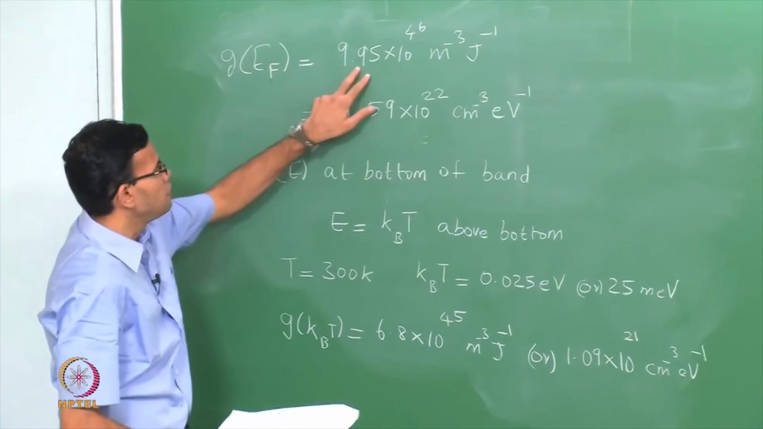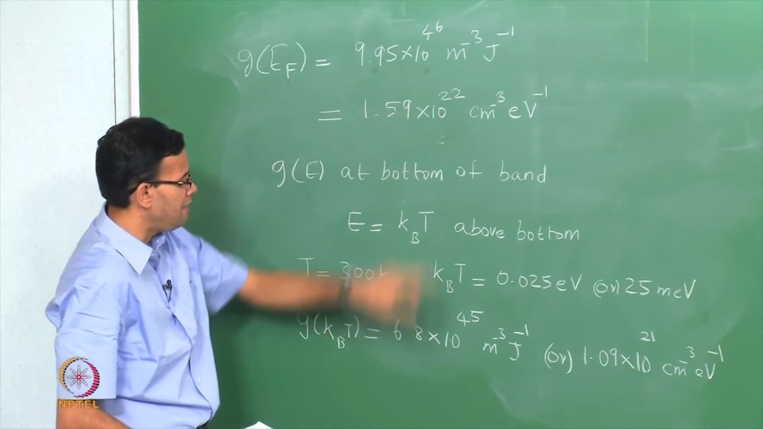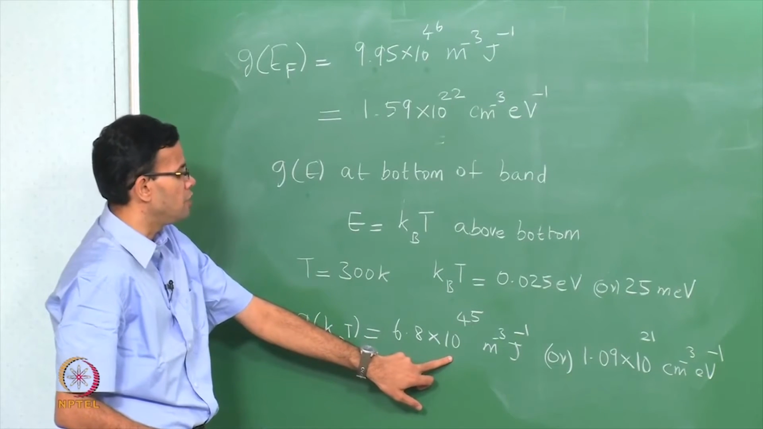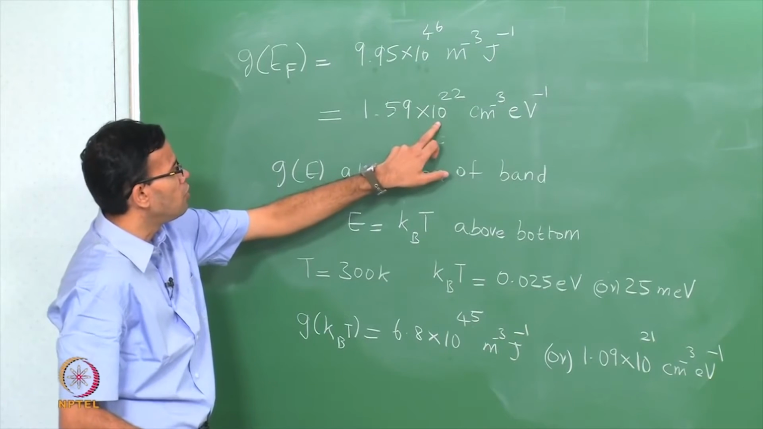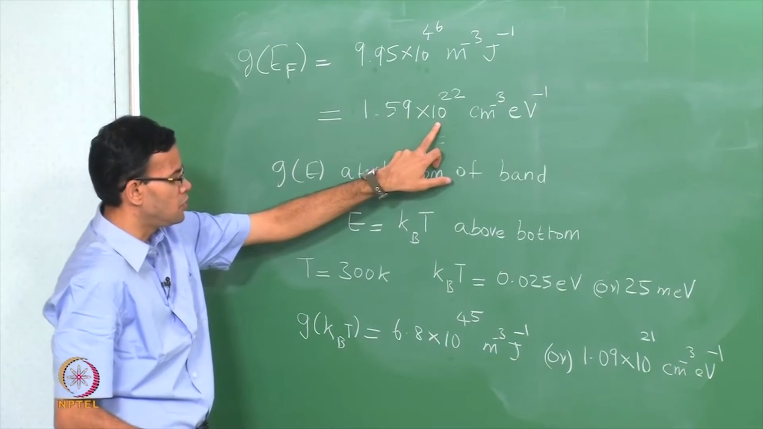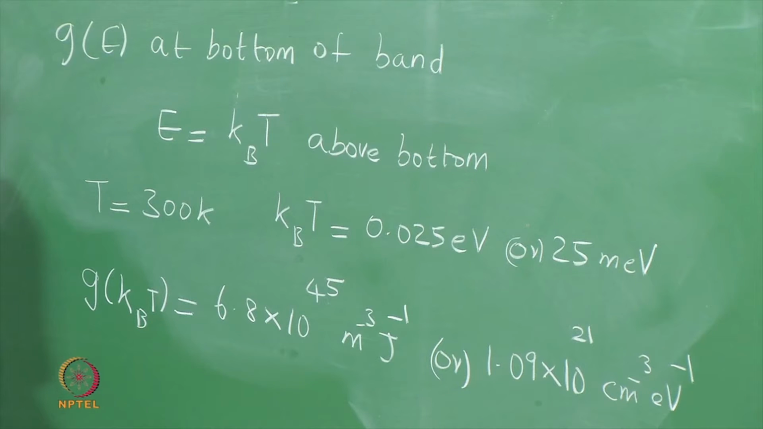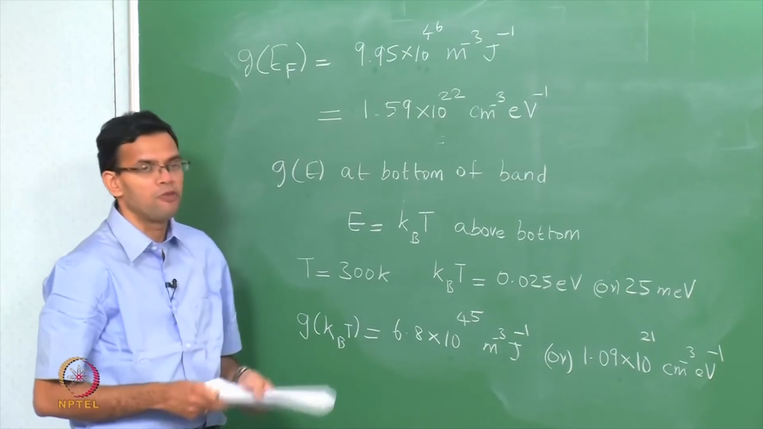So these are the values at the top of the band. It's around 10 to the 46, but even at the bottom of the band the difference is only 10 orders of magnitude. This is 46, this is 45, or if you want in terms of electron volts, this is 22, this is 21. So now we need to know how many available states are there from the bottom of the band up to EF, which is the top of the band.